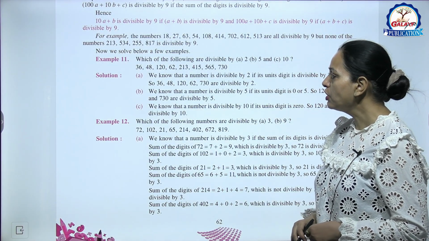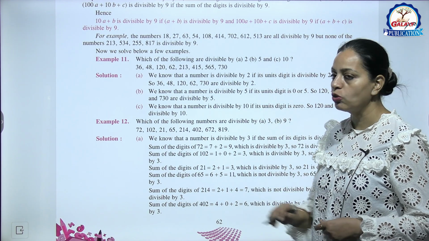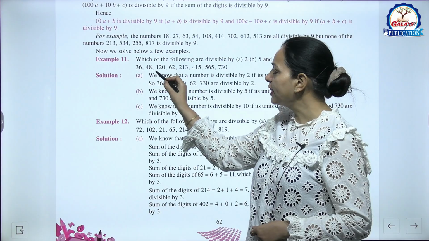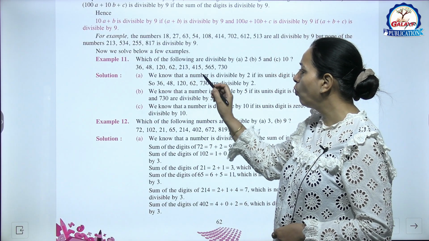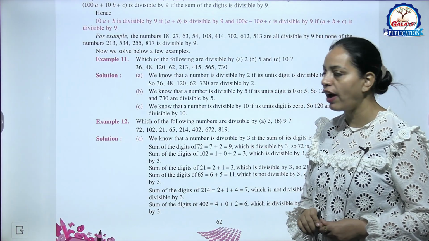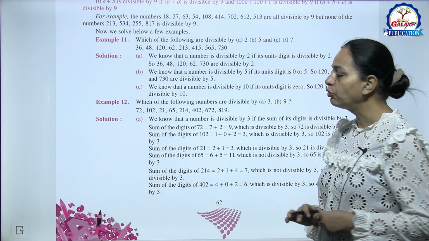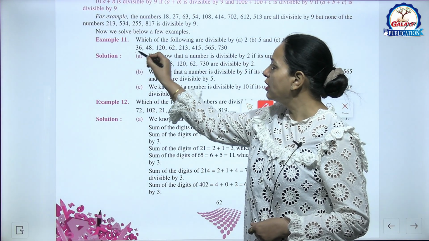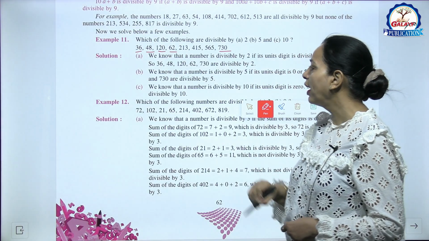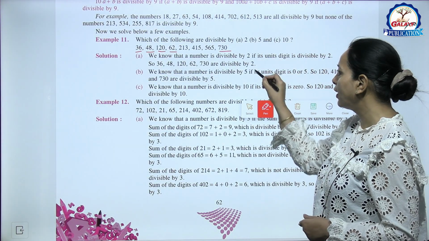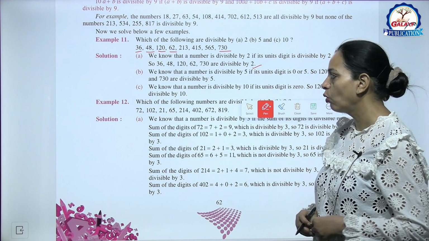Example 11. Which of the following are divisible by 2, 5 and 10? So some numbers given here: 36, 48, 120, 62, 213, 415, 565 and 730. Now by 2 we have to look at the unit digit. So 36, 48, 120, 62, and 730. All are divisible by 2 because the unit digit is 0, 2, 4, 6 or 8.